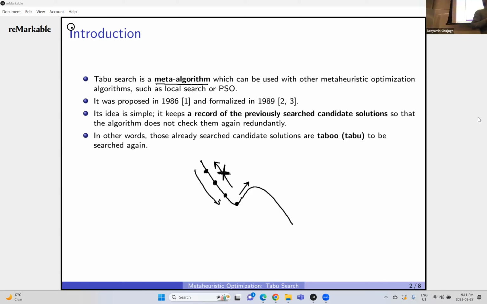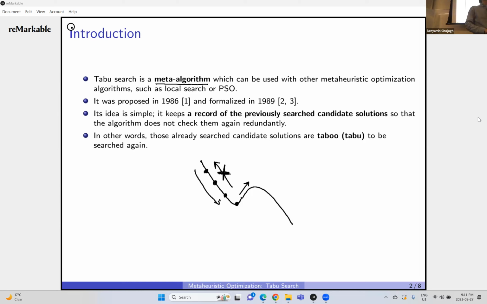Yes, thank you. It can be used with other algorithms. It's not itself an algorithm on its own. You use it with other algorithms. So metaheuristic optimization says what? I don't care about your optimization problem. It can be anything. You can use me with any optimization algorithm. Here, meta algorithm means that you can use it with other algorithms. In this case, I can use it with other metaheuristic optimization algorithms.